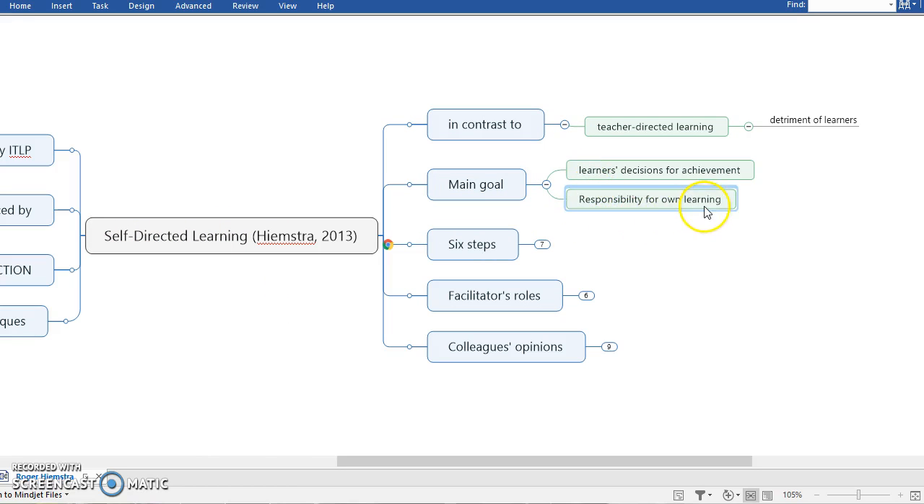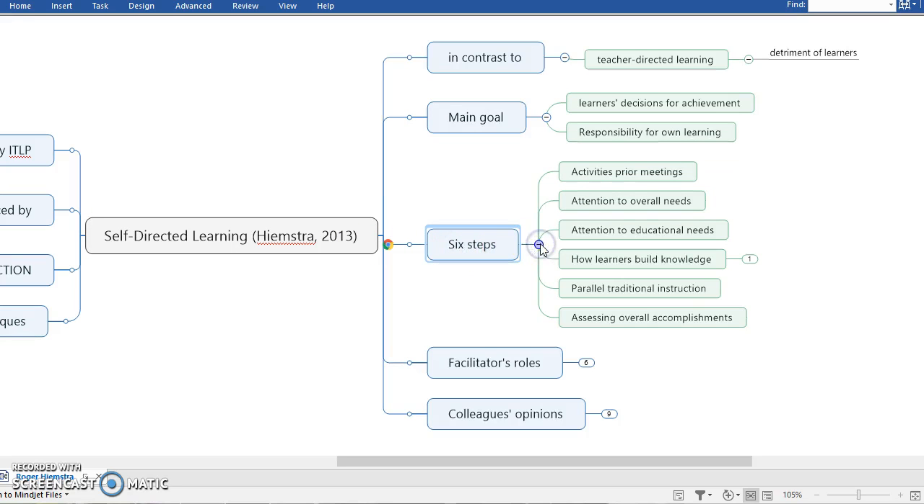They are responsible for their own learning, and the main goal of this type of learning is that learners have to potentialize their decisions for achievement. So what they want to learn and how they want to learn it is the full responsibility of learners.